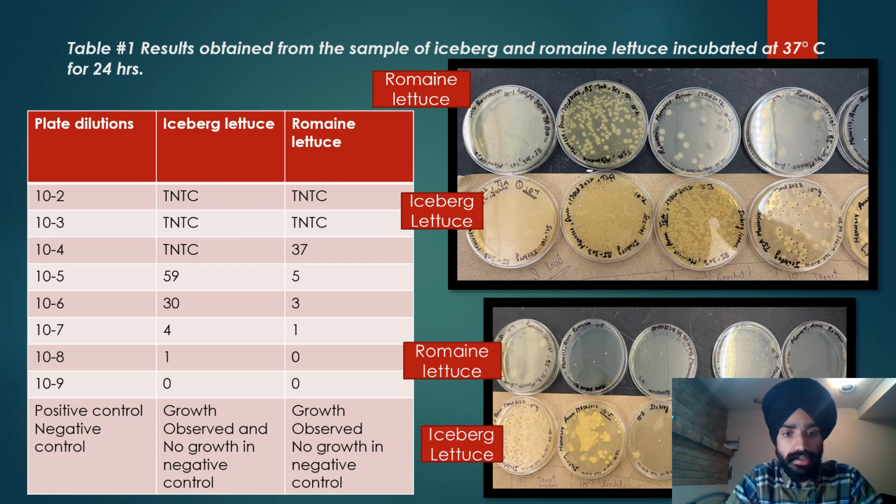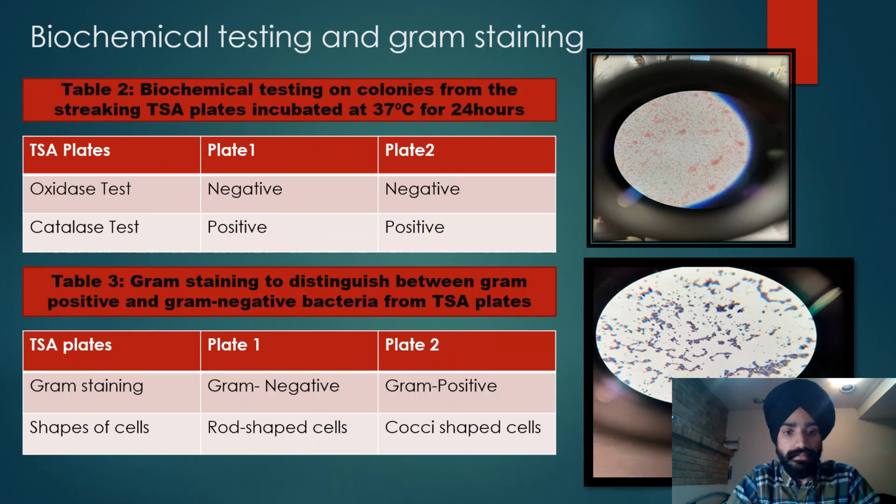So from this table we can conclude that the iceberg lettuce has more contamination. There was more microbial growth as compared to the romaine lettuce. Growth was observed in the positive controls, and no growth was observed in the negative control for both types of lettuce. As we can conclude from the photos also, iceberg lettuce has more contamination as compared to the romaine lettuce. And we did the biochemical tests and the gram staining also.